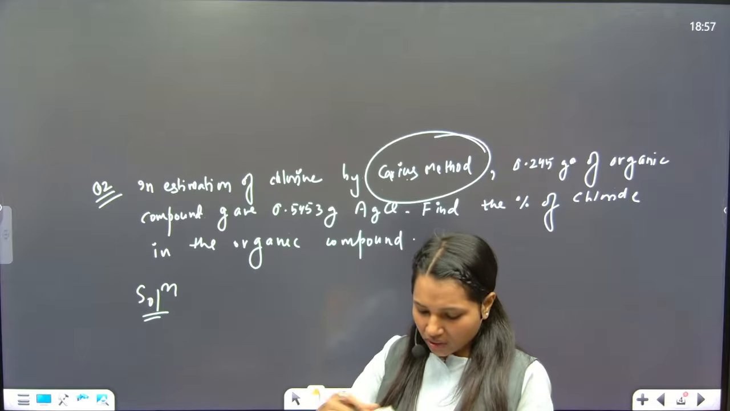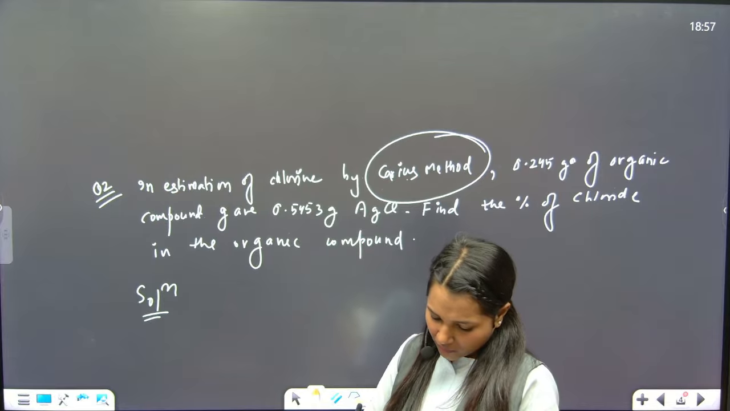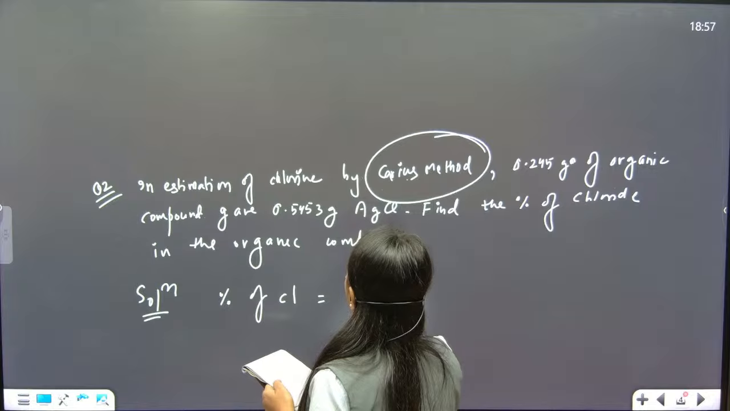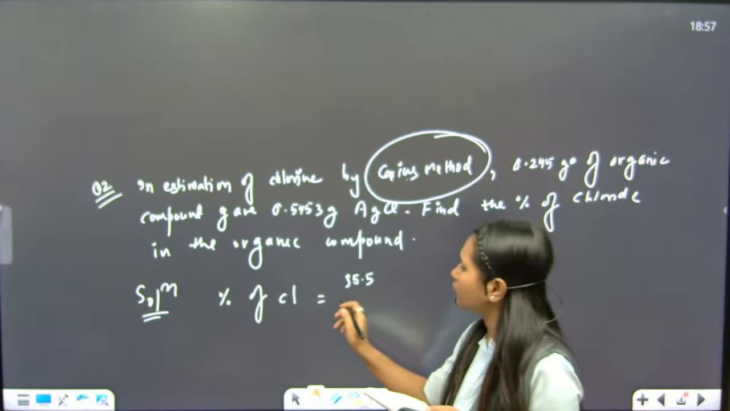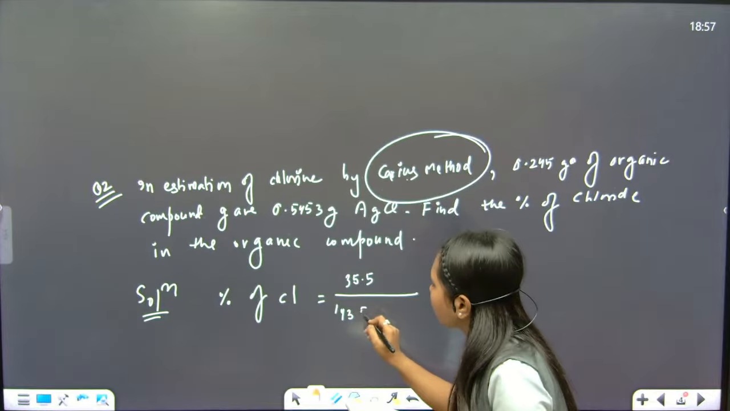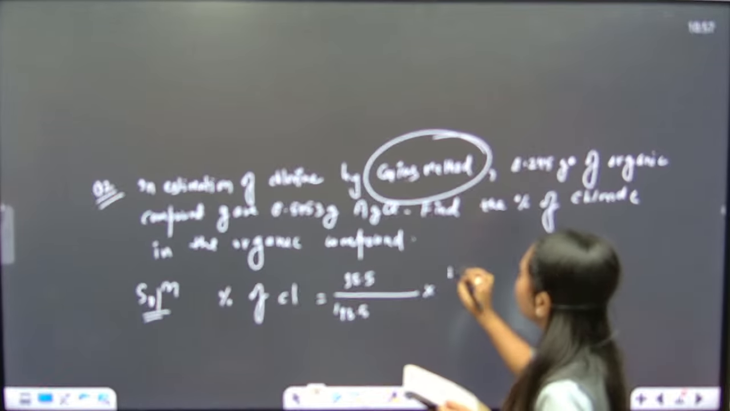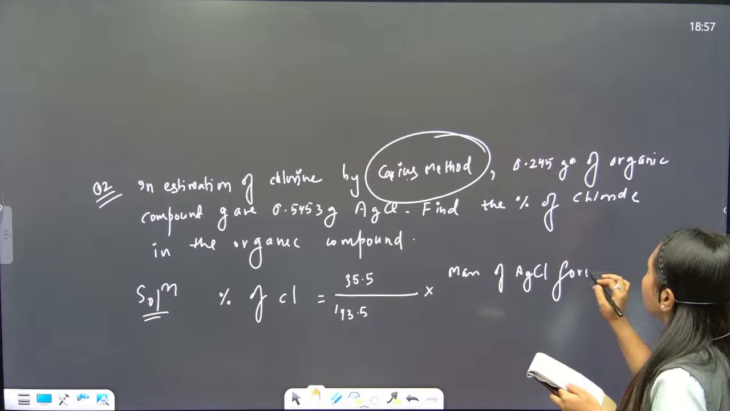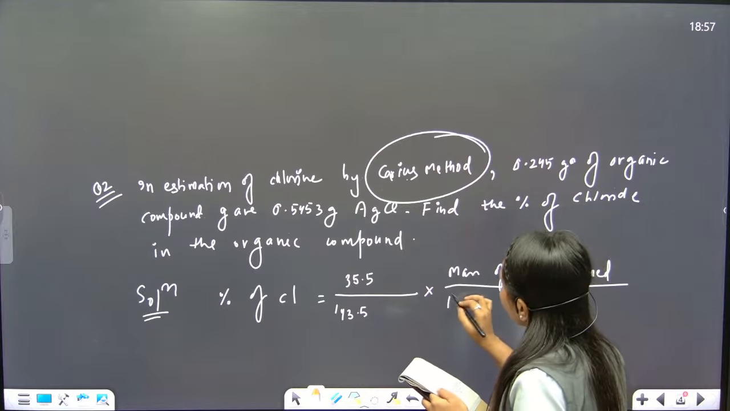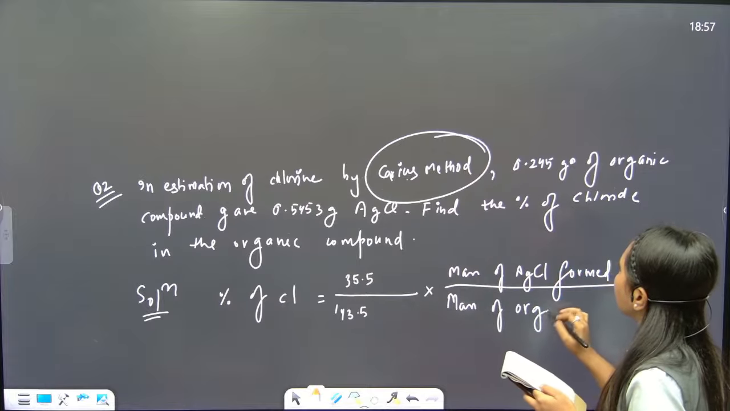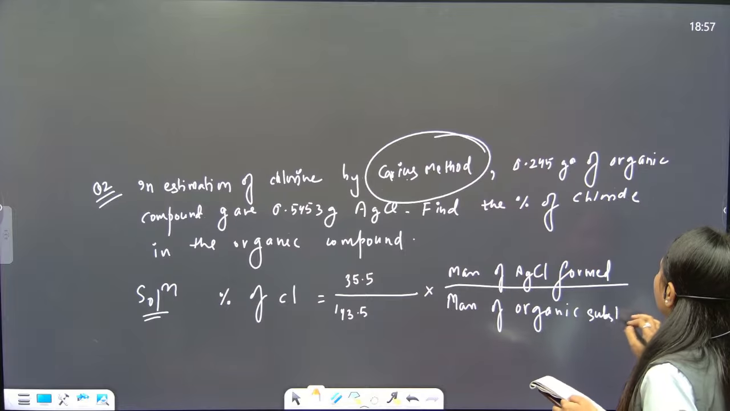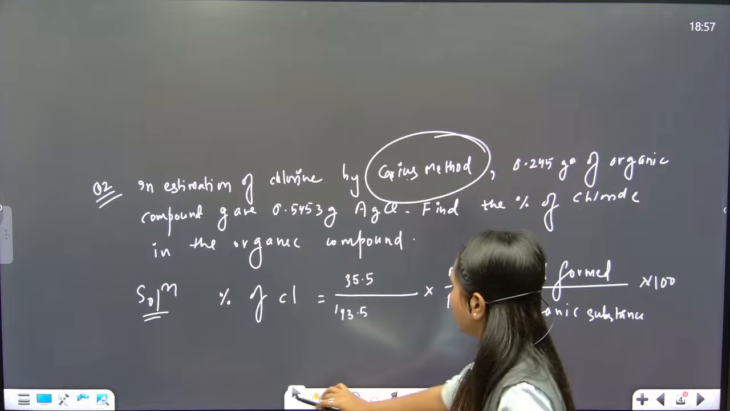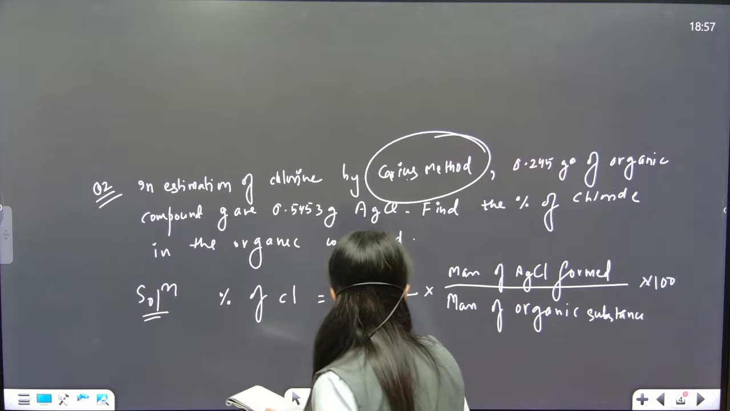What is the formula for the Carius method? The formula is percentage of chlorine equals 35.5, the weight of chlorine, divided by 143.5, the weight of AgCl, into the mass of AgCl formed divided by the mass of organic substance, into 100. This is a very easy, direct formula based question, and this is the direct formula which we can apply here.